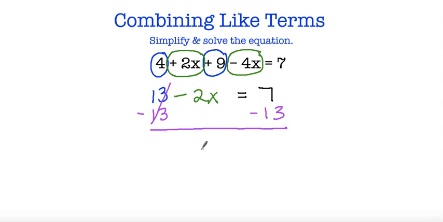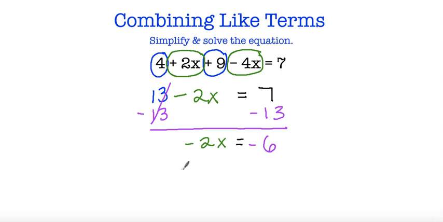Now on the left side, I'm still left with negative 2x, but now on the right side of my equation, I have 7 minus 13. And again, 7 is positive, 13 is negative. So their signs are different, so I'm going to subtract. 13 minus 7 is 6. And now I'll look at my two values and see which one has a greater absolute value. So the absolute value of 7 is 7. The absolute value of negative 13 is 13. And since negative 13 has a greater absolute value, my 6 is negative.